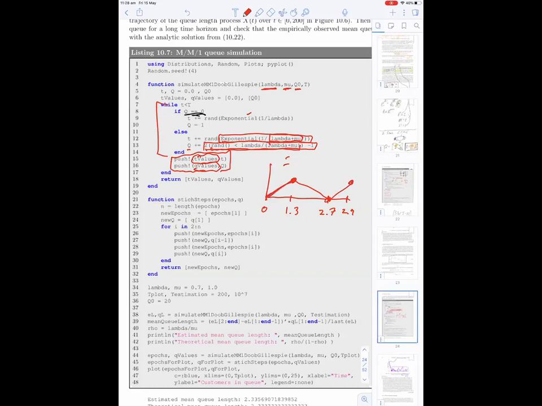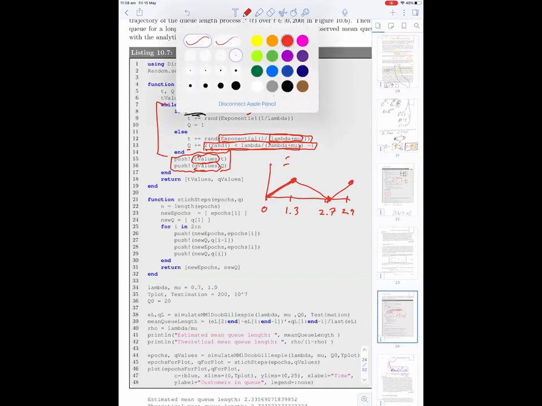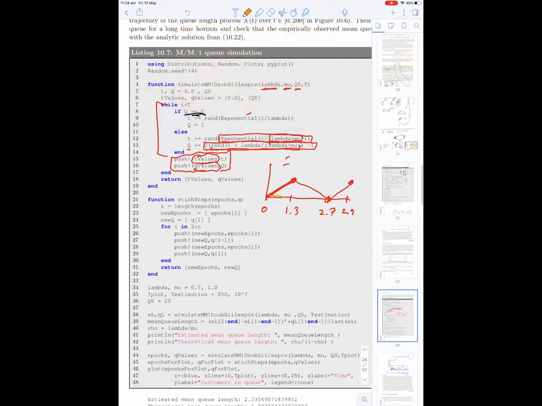But this is not what the continuous time Markov chain does. A continuous time Markov chain doesn't do this straight line between the points. The continuous time Markov chain was in state zero until this time, and then it made a jump to this time, and then it was there until this time and made a jump here, and then made another jump, etc. So this function here, all it does is stitch steps. It creates the orange trajectory from the red trajectory. Read the details if you're interested.